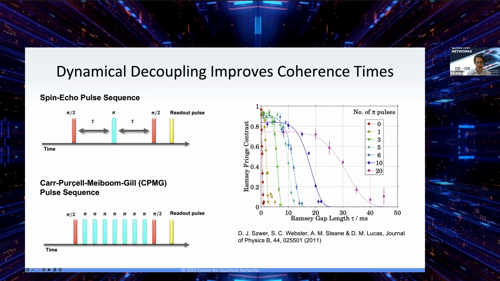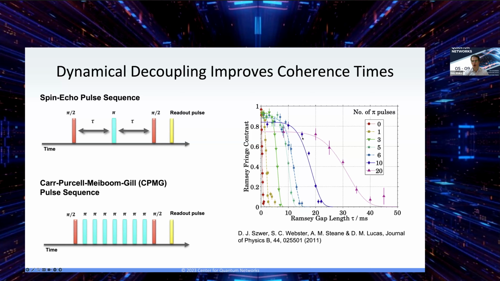An even more powerful technique is the Carr-Purcell-Meiboom-Gill, or CPMG, pulse sequence in short. This is a pulse sequence that has been known for a long time. It comes from the days of nuclear magnetic resonance. And instead of just using a single rephasing pulse, it uses a much more complex sequence of rephasing pulses to continuously flip the spin in different directions in order to prevent it from coupling to the environment. And using this technique, you can increase the coherence times by orders of magnitude.